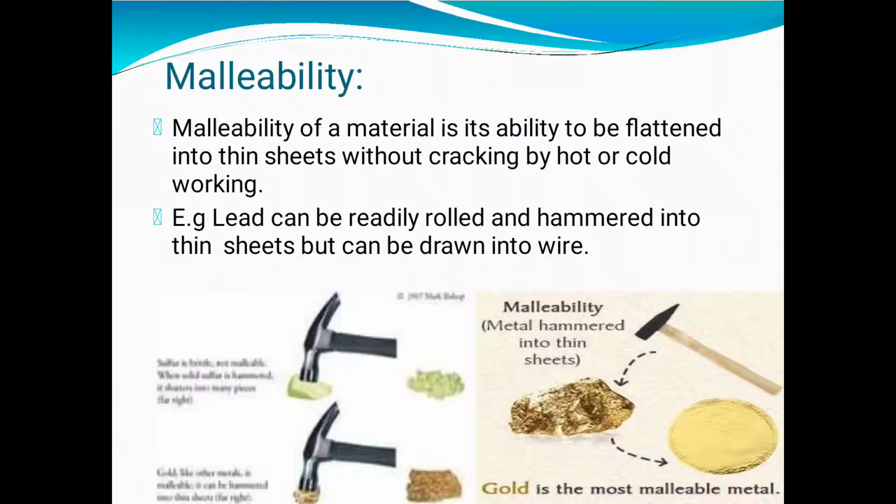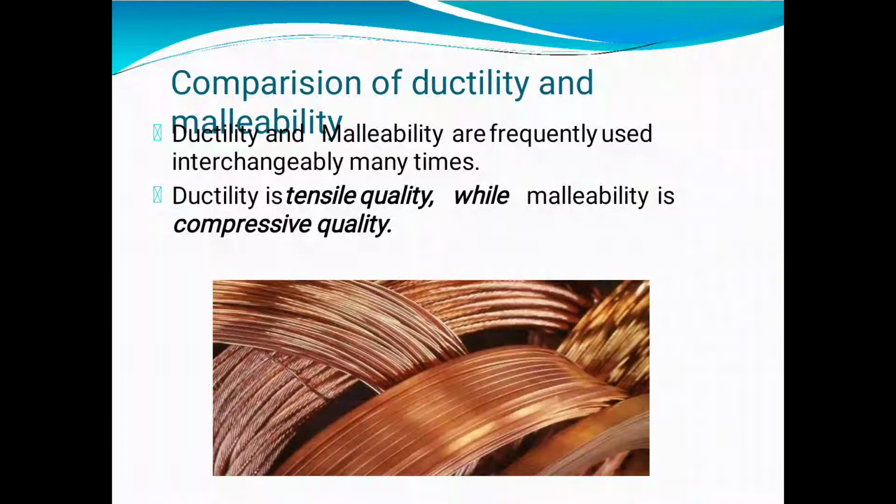Malleability of a material is its ability to be flattened into thin sheet without cracking by hot or cold working. Example, lead can be readily rolled and hammered into thin sheet but cannot be drawn into wire. Comparison of ductility and malleability: ductility and malleability are frequently used interchangeably. Ductility is a tension quality while malleability is a compressive quality.